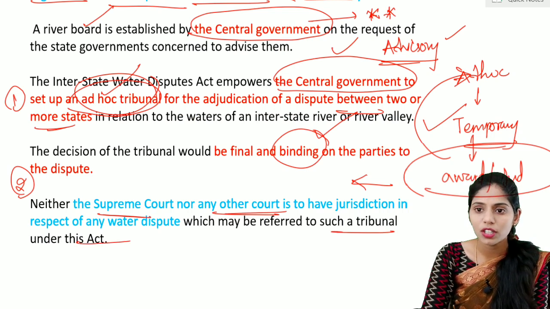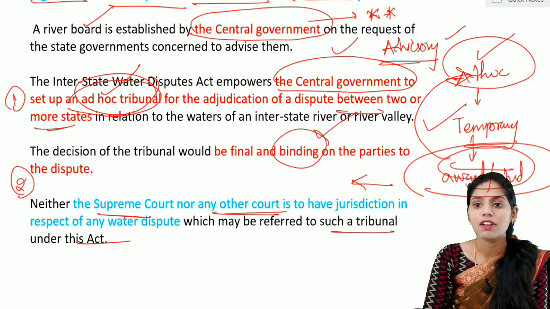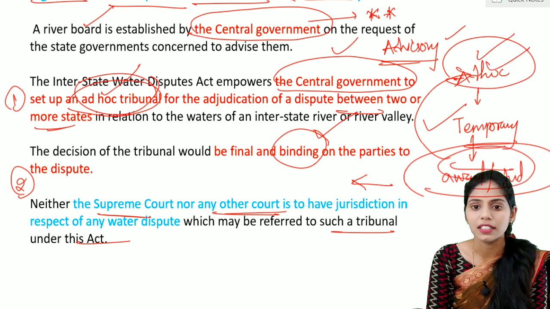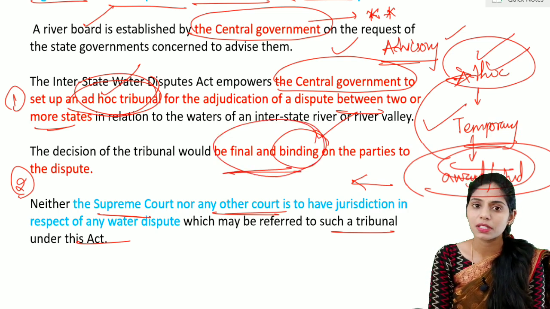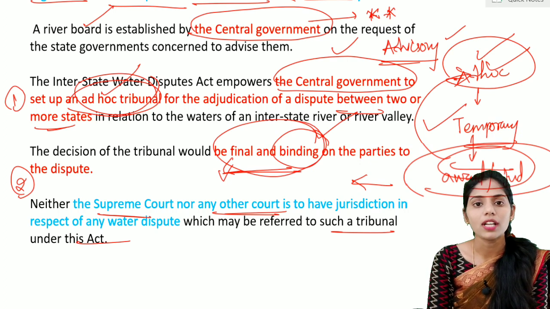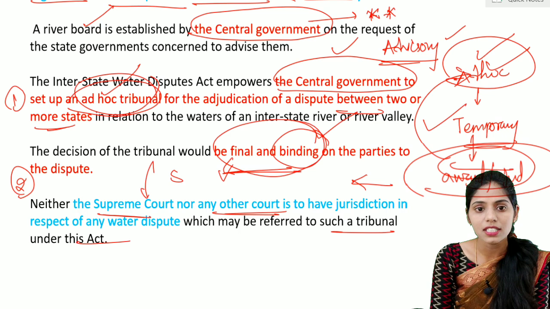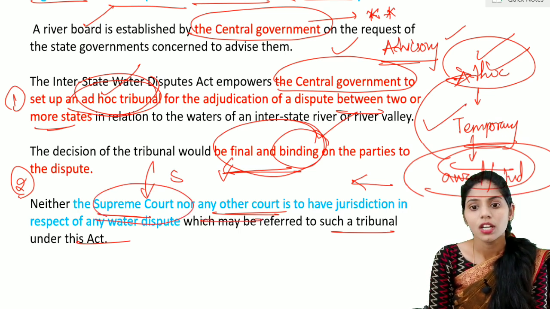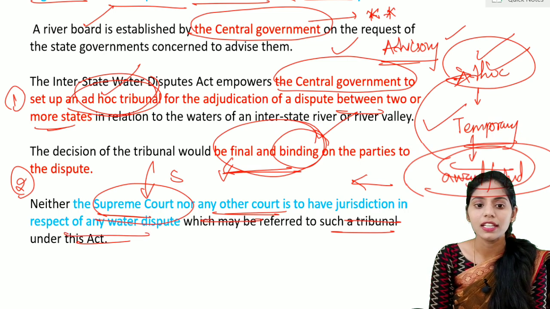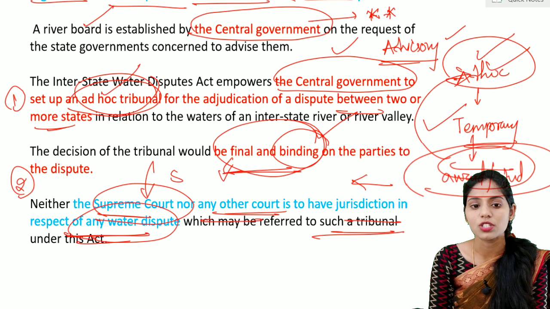That means we already know this ad hoc tribunal will give the award, and this award given by the tribunal is final and binding. But if this award is not accepted by any state, the state does not have the power to move to the Supreme Court. This Act mainly bars the Supreme Court or any other court from having jurisdiction in any respect over any water dispute which is referred to such a tribunal.